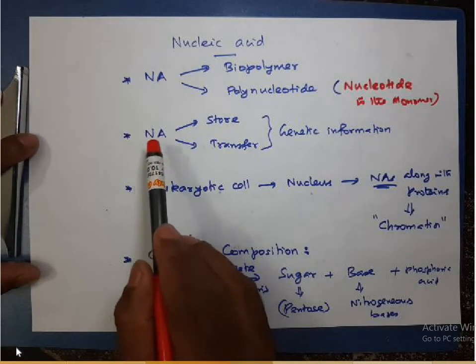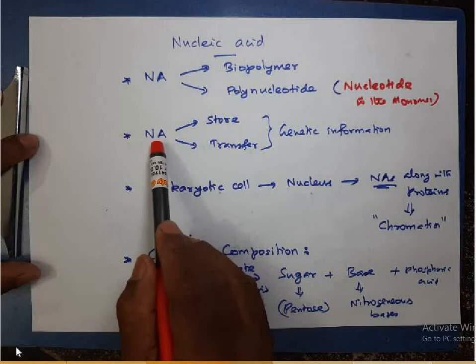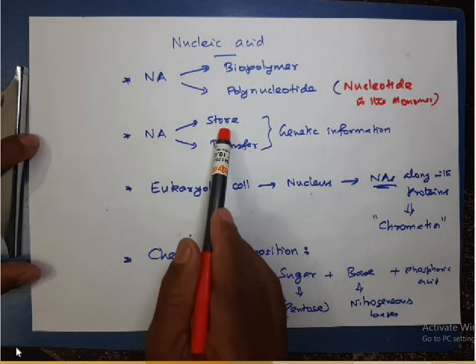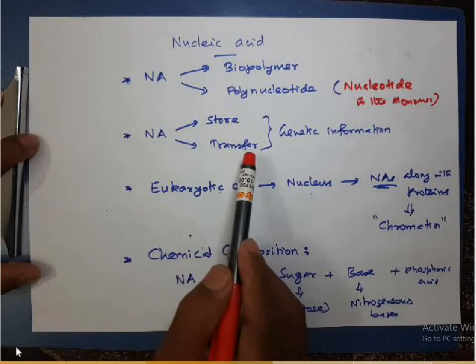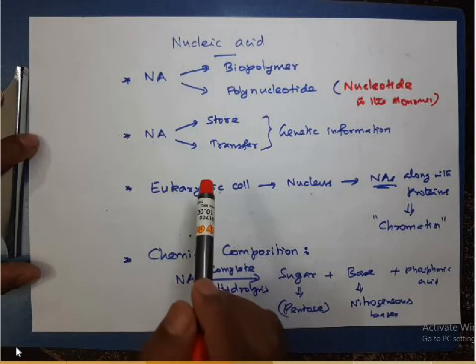Then what will nucleic acid do? Nucleic acid will store the information. Nucleic acid will also transfer the information. It stores and transfers the genetic information. Okay.